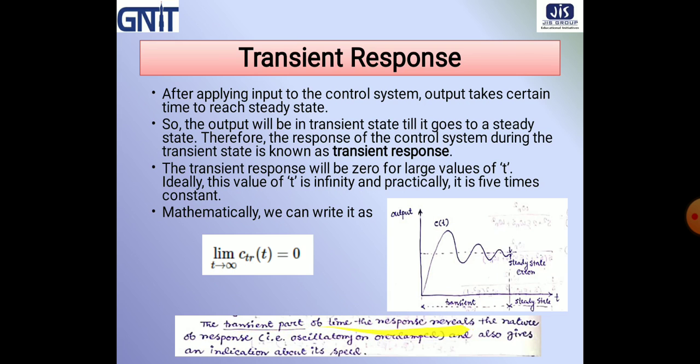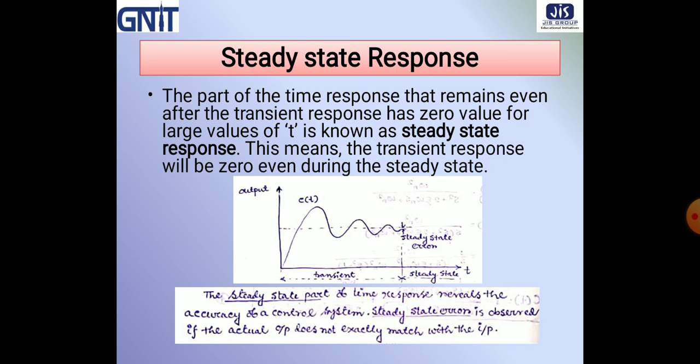Now, what is the importance of the transient state? The transient part of the response reveals the nature of the response, that is whether it is oscillatory in nature or whether it is overdamped in nature, and also gives an indication about the speed of the system or speed of the process. Next, moving to our next slide, that is steady state response. The part of time response that remains even after the transient response has zero value.